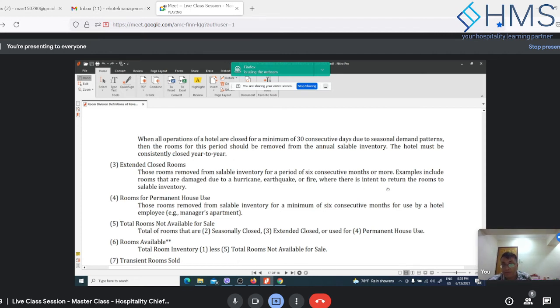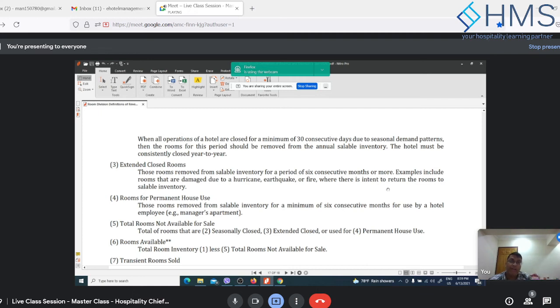So let's say because of the coronavirus, because of the pandemic, there's no demand for the rooms. So let's remove half of them; we will open only half of the hotel. The other half we will remove from the inventory, meaning we will not be selling them, right? And the decision is there for, let's say, at least the next 3 months or 6 months. So if you have an intention like that already, then you can remove it.